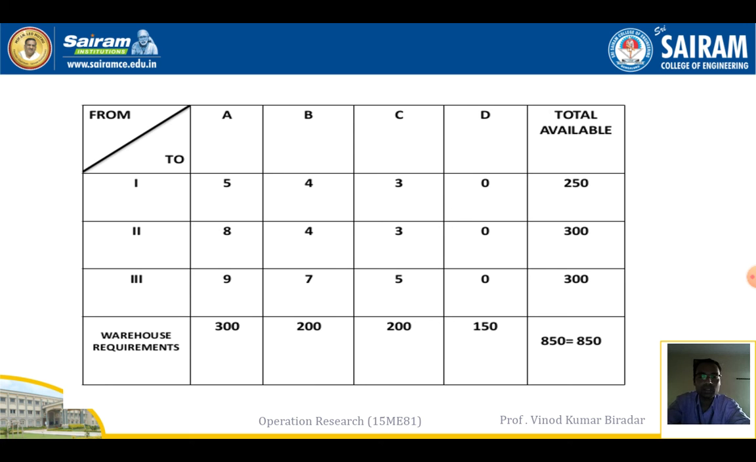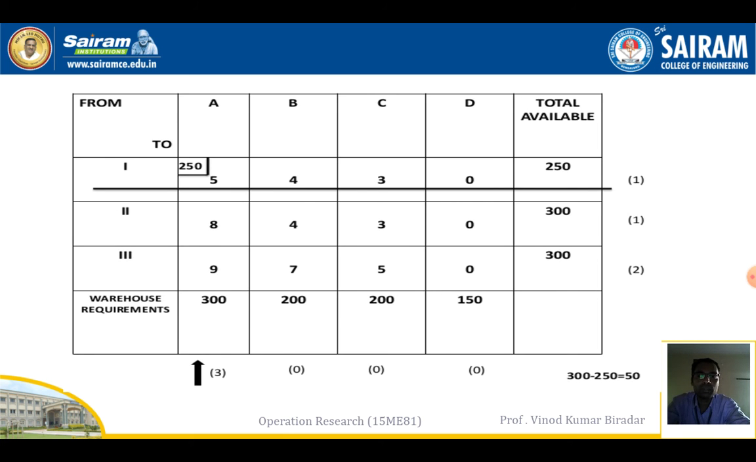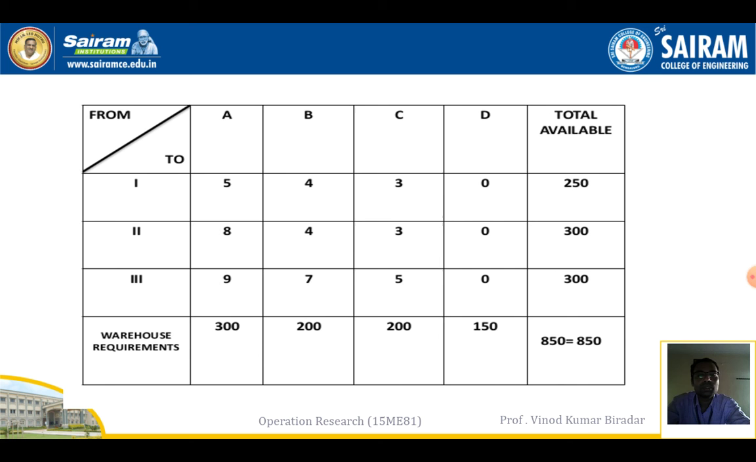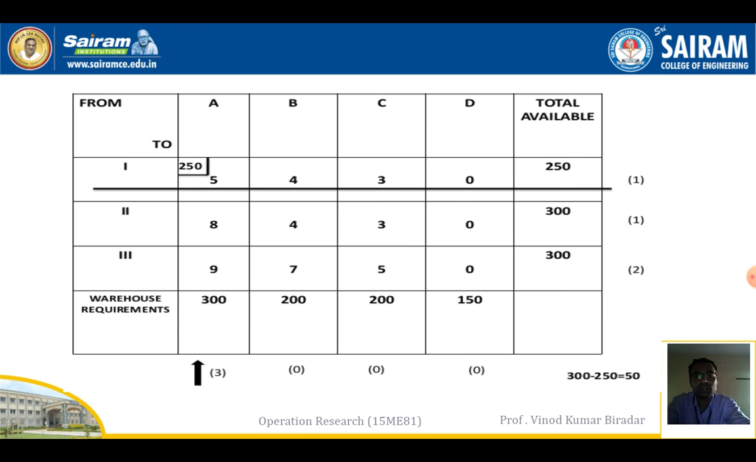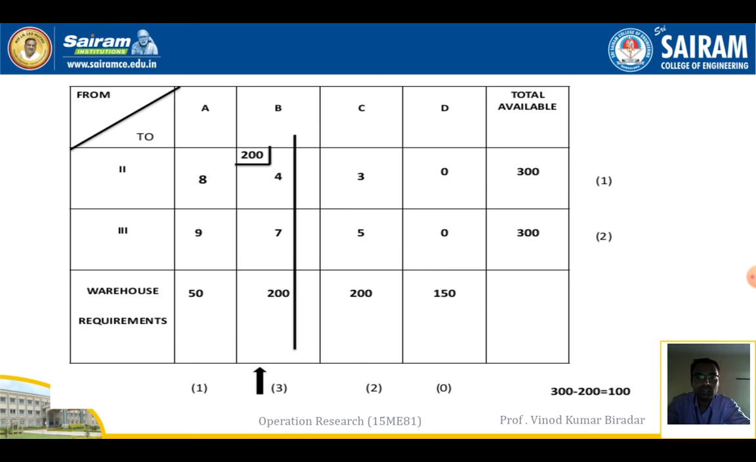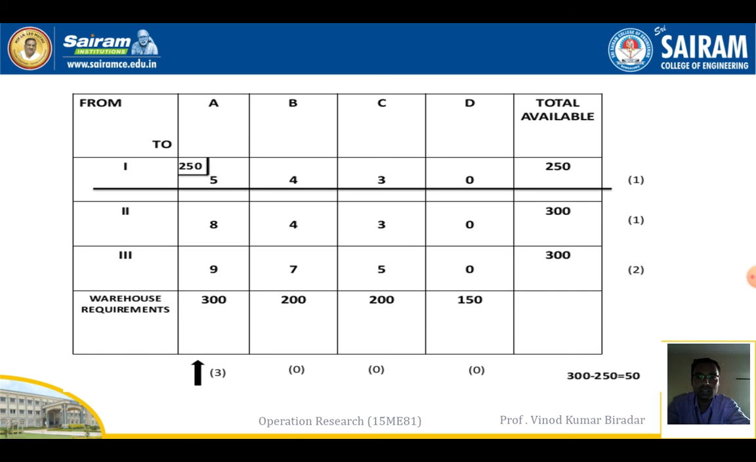Now check. Add 300 plus 200 plus 200 plus 150, which is equal to 850, and total available is 250 plus 300 plus 300, equal to 850. Now we converted the given unbalanced problem into a balanced one, 850 equal to 850. Next, how to solve the problem. If no method is mentioned in the given problem, you can solve by any one method. Now I am going to solve this using the northwest corner rule.